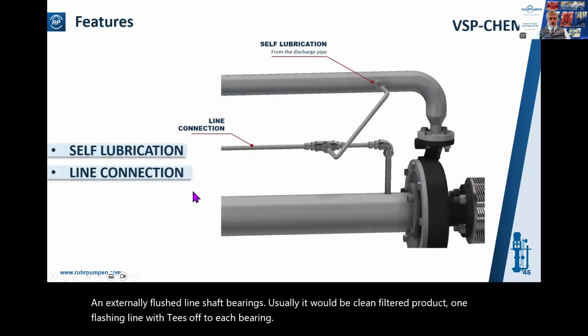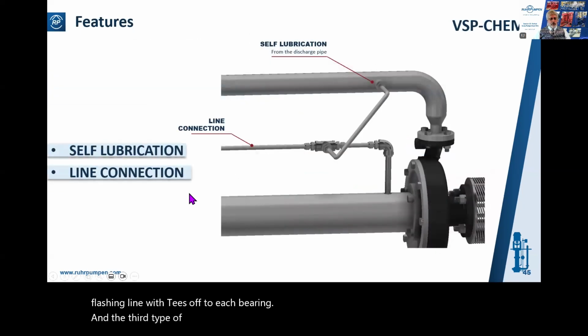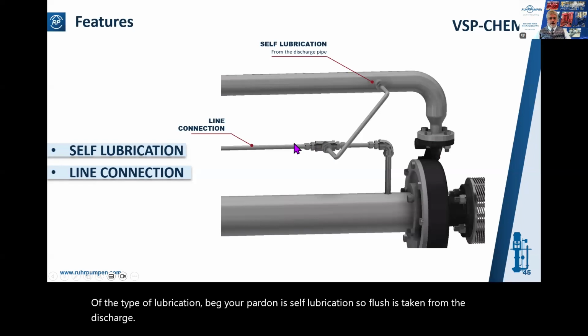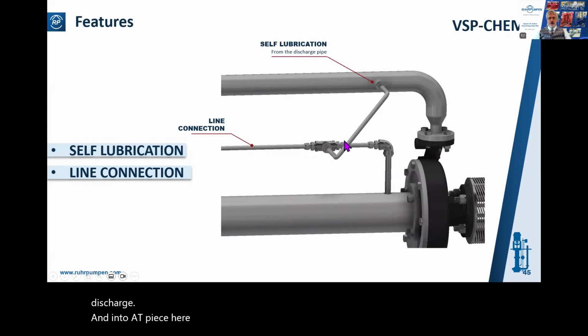And the third type of lubrication, beg your pardon, is self-lubrication. So flush is taken from the discharge and into a T-piece here and to each individual bearing.